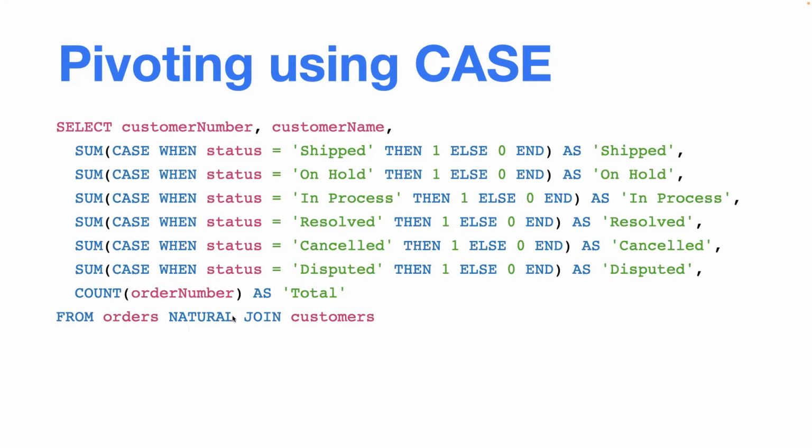Now, one special thing I want to show you here is something called natural join. So what you can do is if you say orders natural join customers, it's going to automatically join on the column that is common between them. Okay. So that's how you create a pivot table using case.